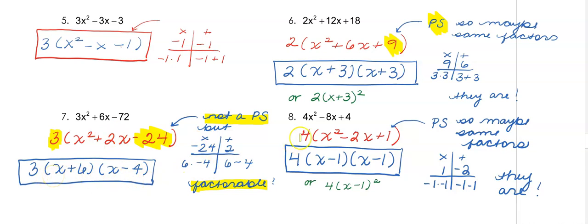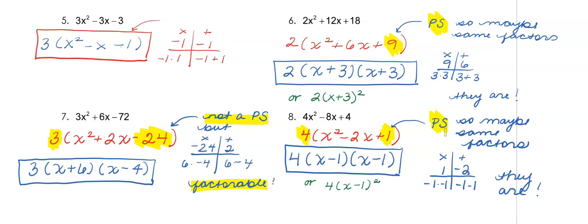And number 8, pull out your greatest common factor 4. Look at your C value. Notice it's a perfect square. The factors might be the same. I tried the T-chart. They were. So it was a perfect square trinomial. And again, you could leave it separated, or if you choose to do so, put it together.